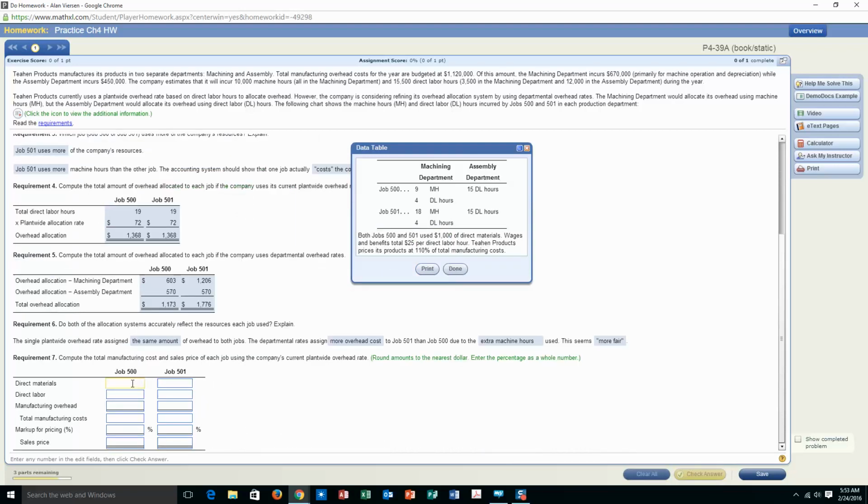Okay, requirement 7, job 500, you have $1,000 worth of material that's given to you on the data table. The direct labor is $25 an hour times the 19 hours. They both used 19 hours if you remember from our previous questions. So $25 times 19 is $475.